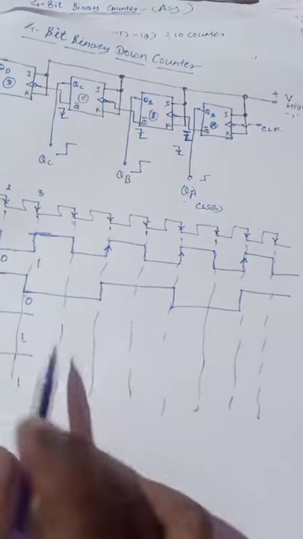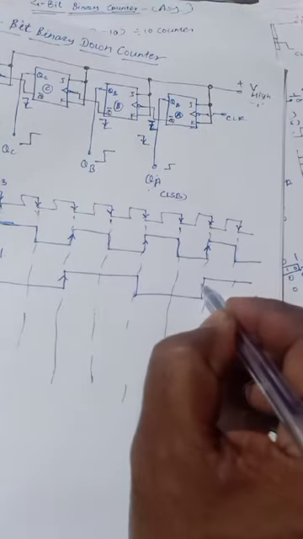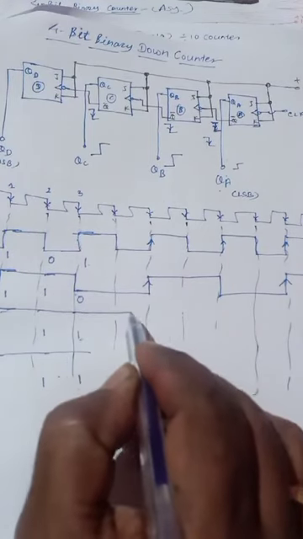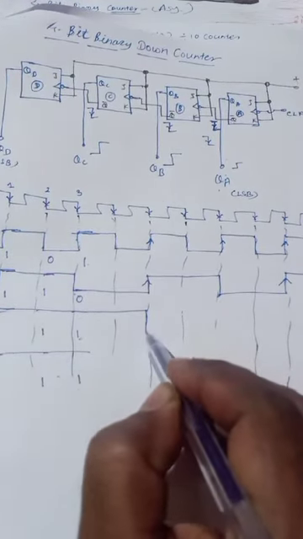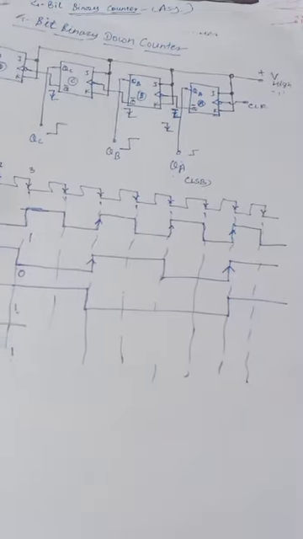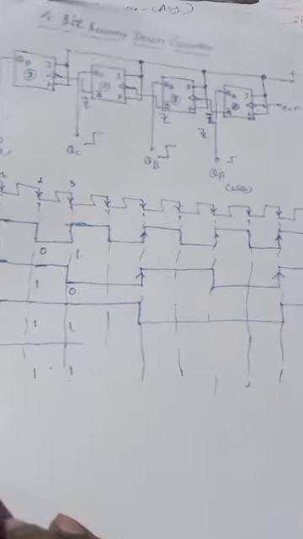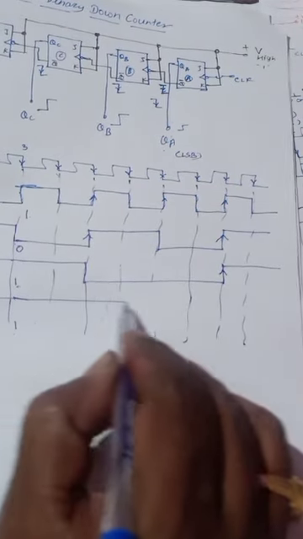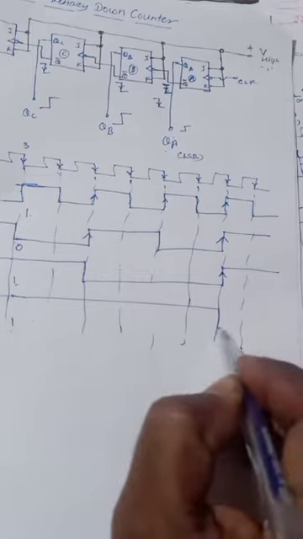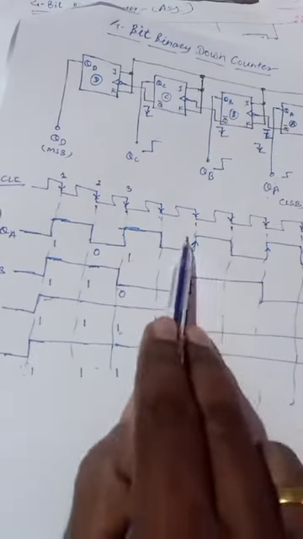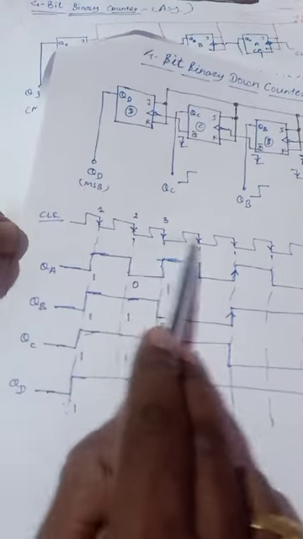Now here also mark the rising edge. So this is the rising edge and this is the rising edge. Then QC toggles at this rising edge. Then mark the rising edge for this also. It toggles at the rising edge. So what is the difference? Here we are going to change the output for QB, QC and QD at the rising edge. But the clock is similar.